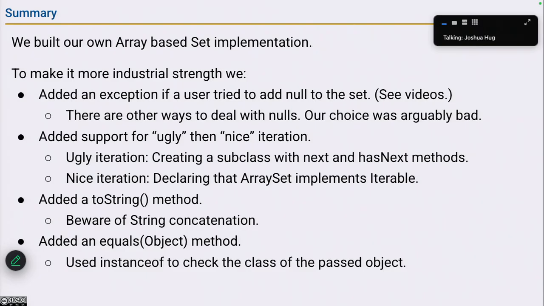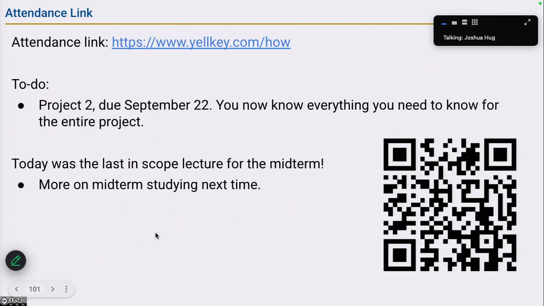Okay, so to summarize, we built our own ArraySet, and now you know everything you need to know for project 2, even the last 2 tasks. I did the ugly nice iteration. Here were the little details. We added the toString. We added equals.